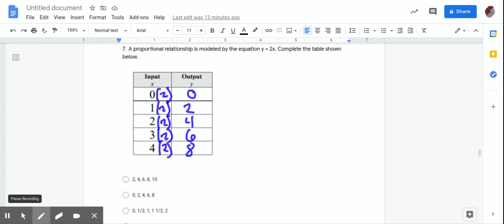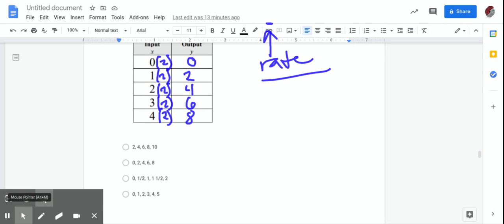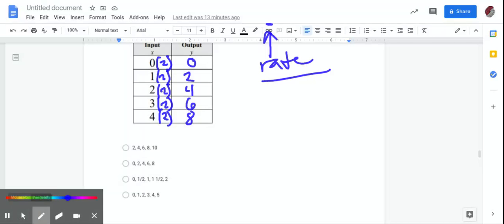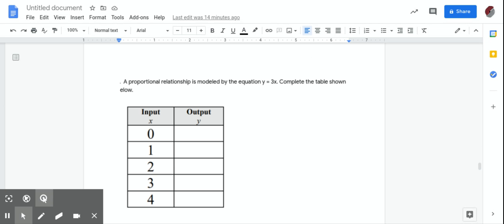And remember, the times 2 comes from right here, which is our rate from our equation. So then I'm going to look for the numbers that match, and I can see that this option, 0, 2, 4, 6, 8, matches all my y values. You try. A proportional relationship is modeled by the equation y equals 3x. Complete the table shown below.